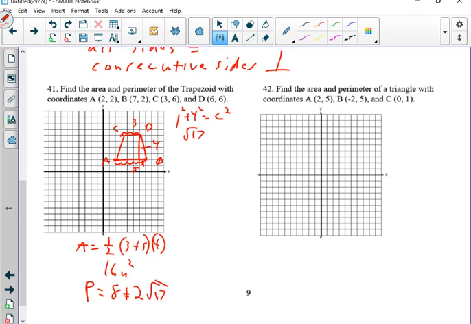Okay, 2, 5. That's A. B, negative 2, 5. C, 0, 1. The length here, 1, 2, 3, 4, that's 4. The height is 1, 2, 3, 4. So area of a triangle is 1/2 base times height. So that's 8 square units.